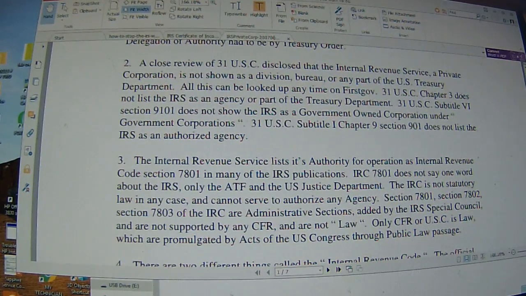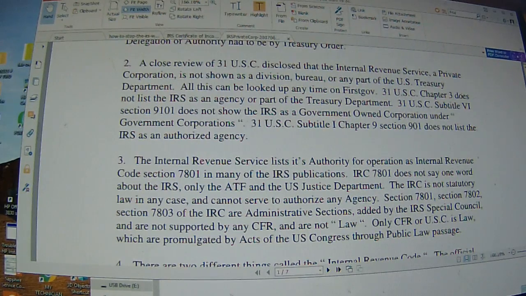1stgov. 31 U.S.C. Chapter 3 does not list the I.R.S. as an agency or part of the Treasury Department. 31 U.S.C. Subtitle 4, Section 9101 does not show the I.R.S. as a government-owned corporation under government corporations. 31 U.S.C. Subtitle 1, Chapter 9, Section 901 does not list the I.R.S. as an authorized agency. The Internal Revenue Service lists its authority for operation as Internal Revenue Code Section 7801 in many of the I.R.S. publications.